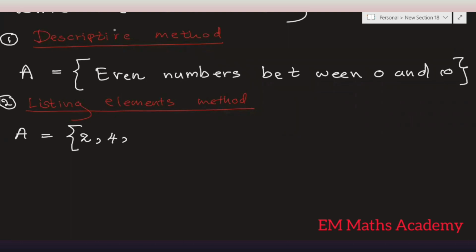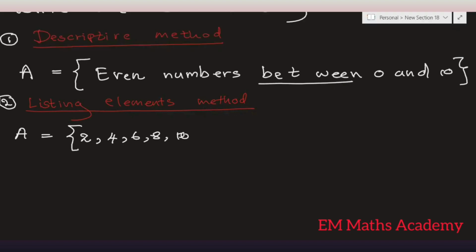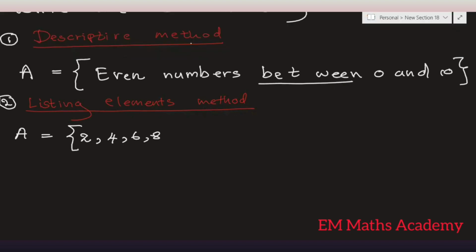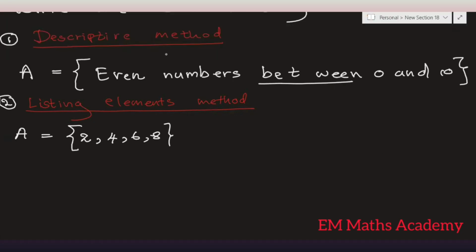Then 2, 4, 6, 8. If you write 10, now someone can argue that 10 is also an even number. Yes, I know. But because of the word between, we do not write that, which means the numbers included are those within the 2 limits. So we stop at 8. These are the elements. Now we have listed out the elements.